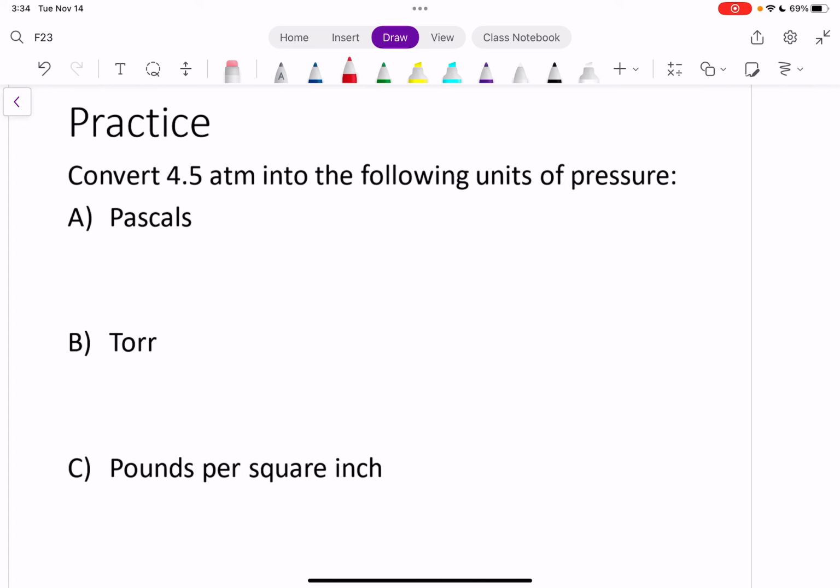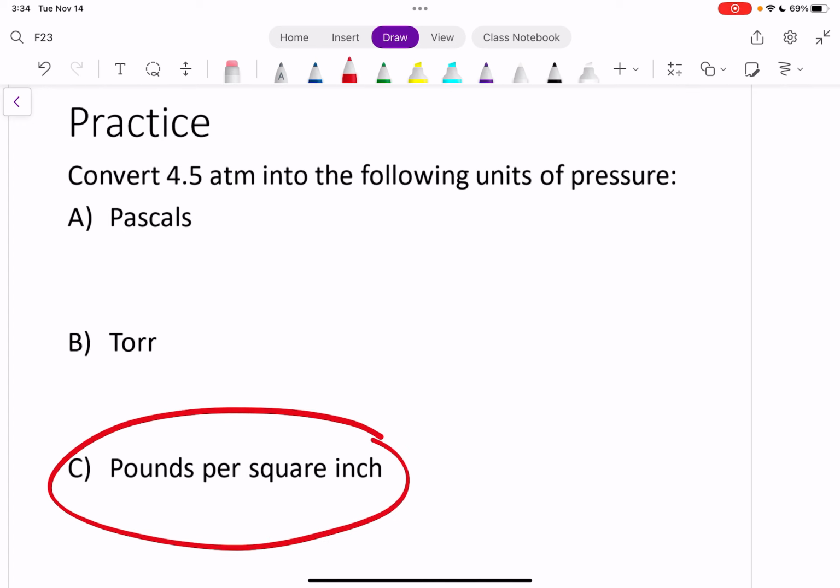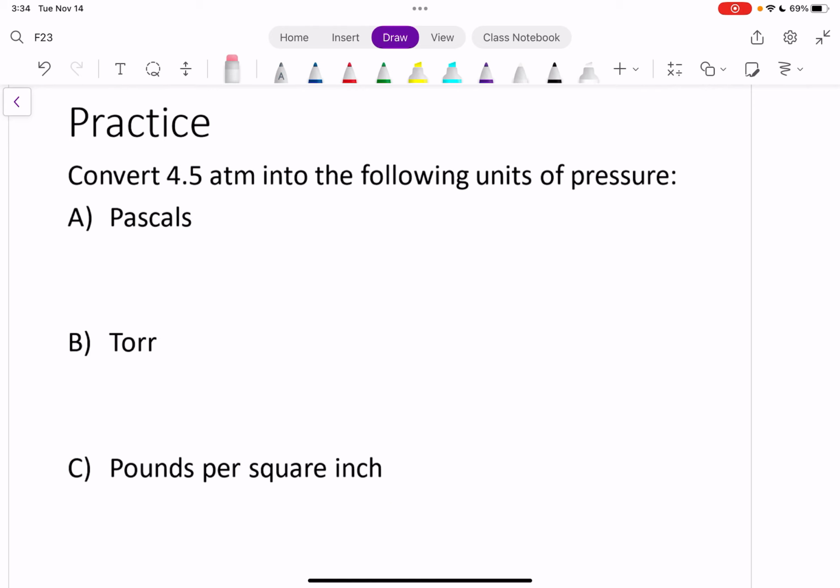And like I said, pounds per square inch, probably less common for us to use in this class, but I do want to show you it anyway. Pascals also kind of less common for this class, but we'll show you it. Torrs, this will be pretty common for our class. All right, so we want to convert 4.5 ATMs into the following units of pressure.